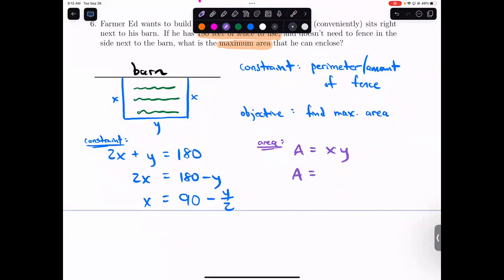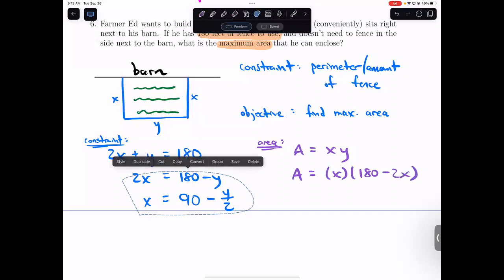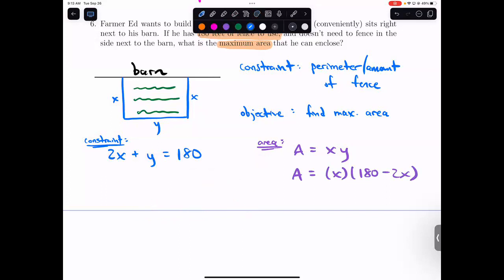So area, in place of, well, which way do you want to go? You want to replace x with this or replace y with that? This feels like a little bit simpler, right? Either way is fine. It's going to work out the same either way. I agree that this feels a little bit easier to deal with. So in place of y, I'm going to put 180 minus 2x. Again, either way is fine. It doesn't make a difference, except for how you feel about it, maybe. Just write that here. Okay, so what we did is take this and replace that.